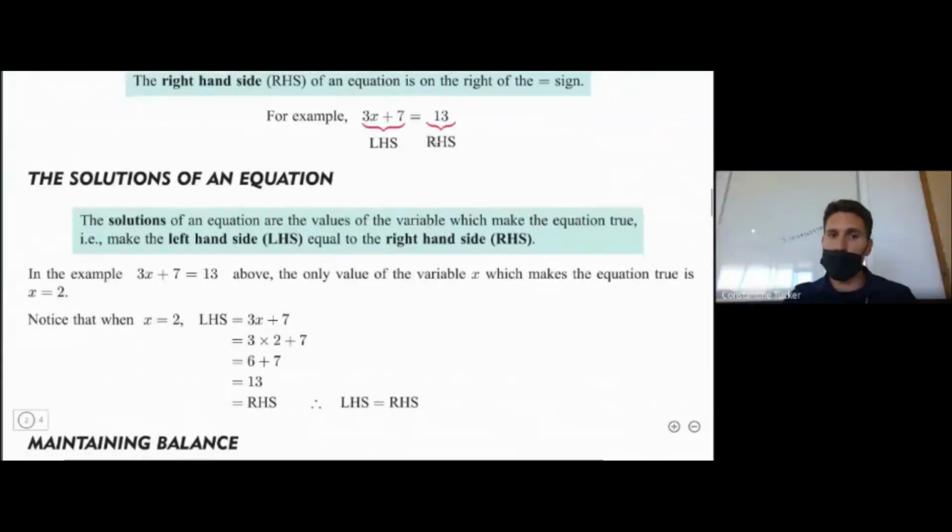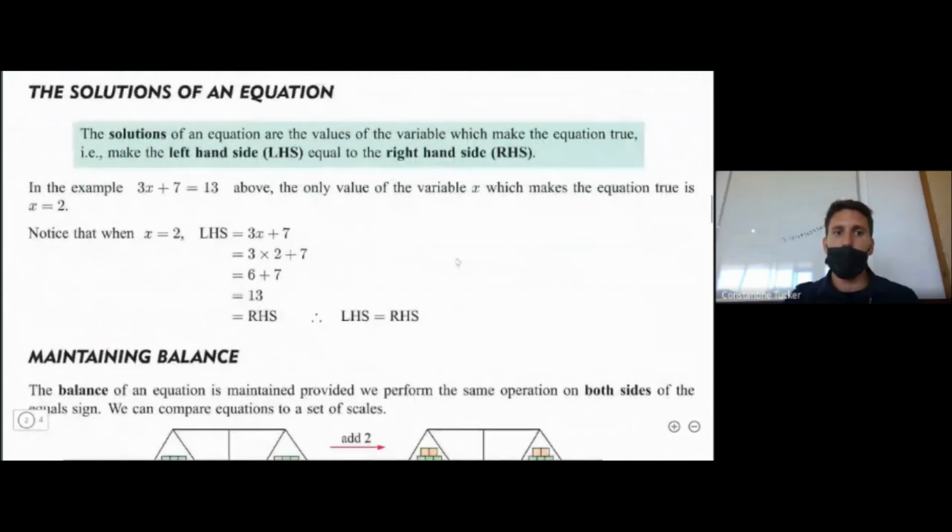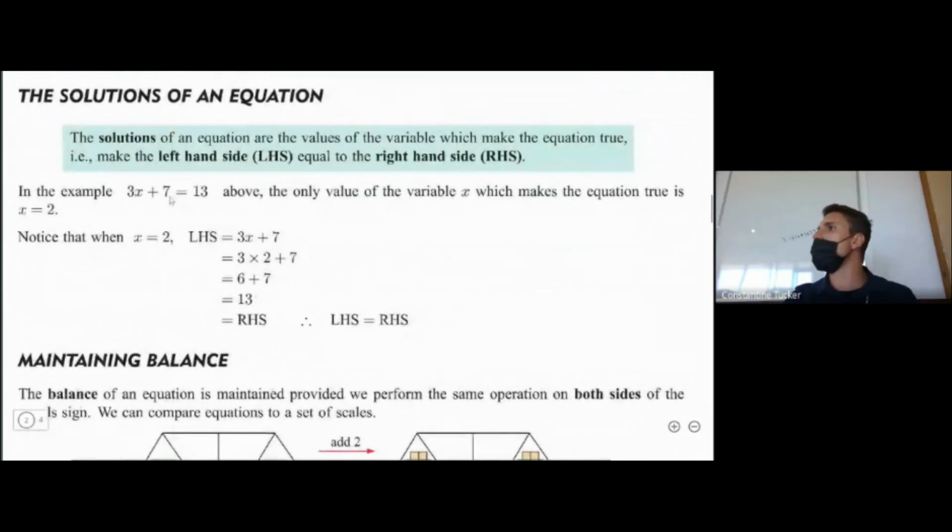Basically, let's look at an example. If you have something like 3x plus 7 is 13, what is the solution? It's 2. How do I know that? The textbook told me. How do I really know that? Well, if I replace x with 2, 3 times 2 is 6, plus the 7 here is equal to 13. Do we always know the answer?